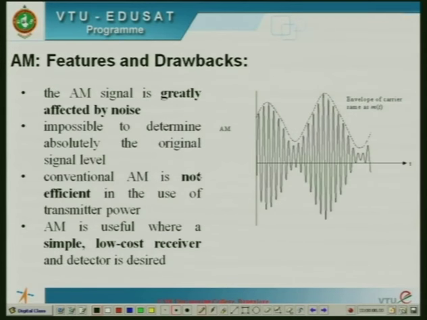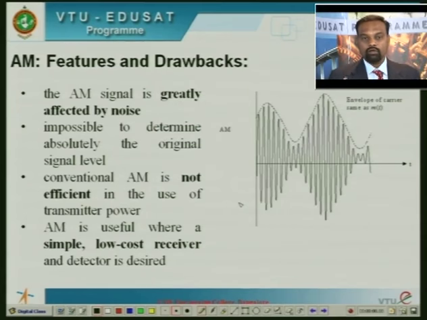Conventional AM is not efficient in the use of transmitter power. The reason is, if you try to transmit the signal, we know that the total power required is the carrier power multiplied by (1 plus m square by 2). So for transmitting an AM signal, you need to have a large amount of power. That is another limitation of AM signal.